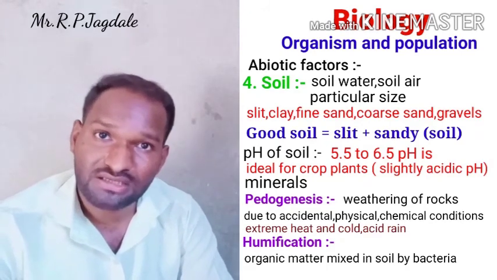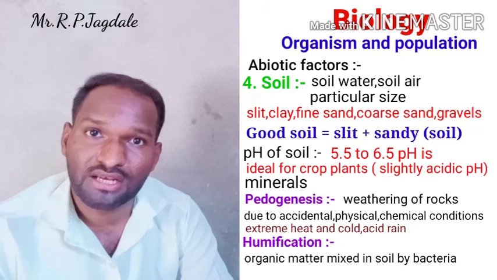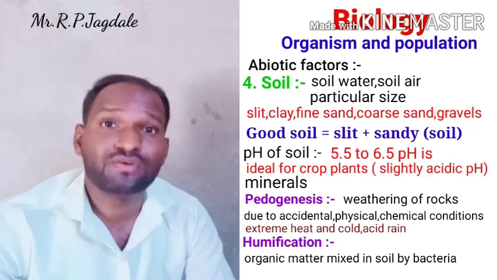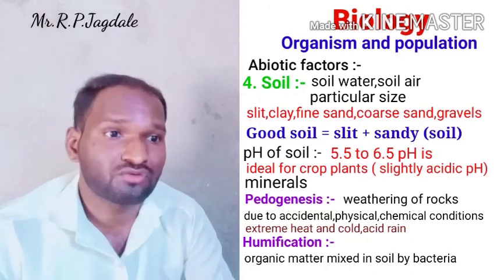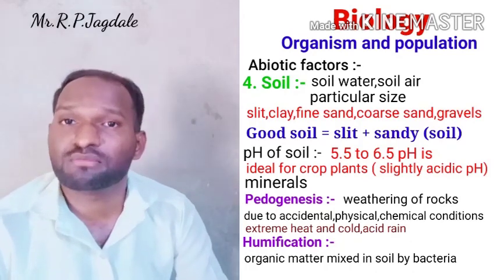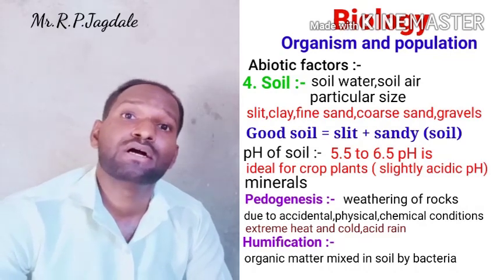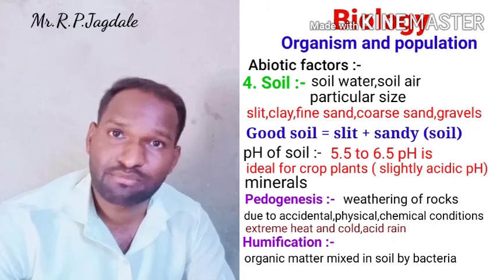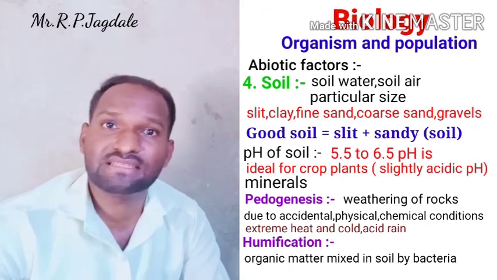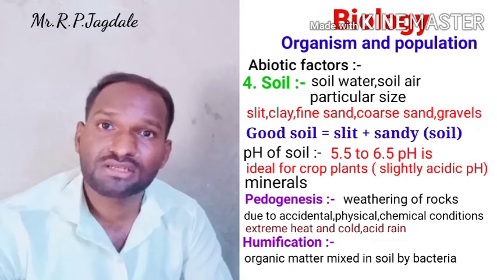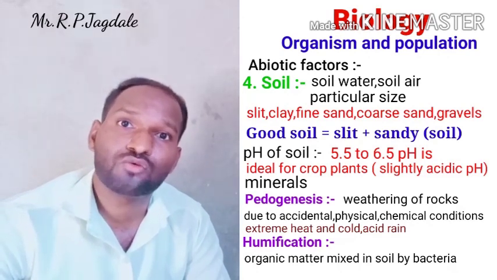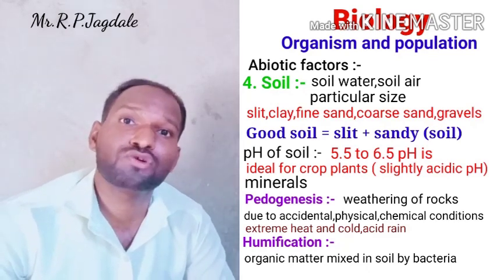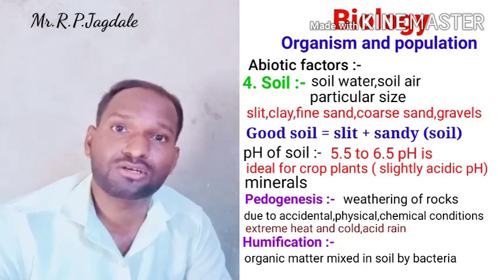So these four factors: soil water and soil air capacity, then particle size, third the pH, and fourth the minerals, are very important for the soil. So we have completed the four abiotic factors: first temperature, then water, then light, and then soil. These are the abiotic factors. In the next video series we are going to see the factors responsible for adapting to these abiotic factors.